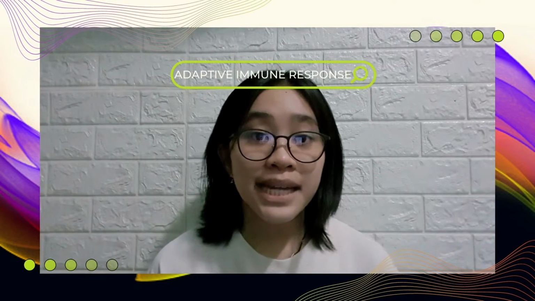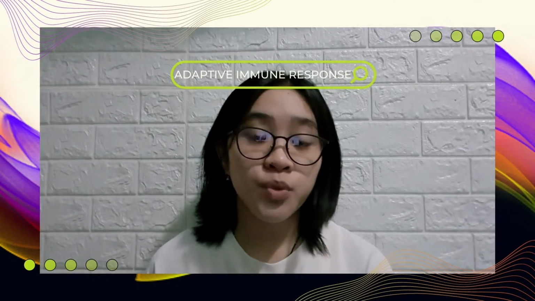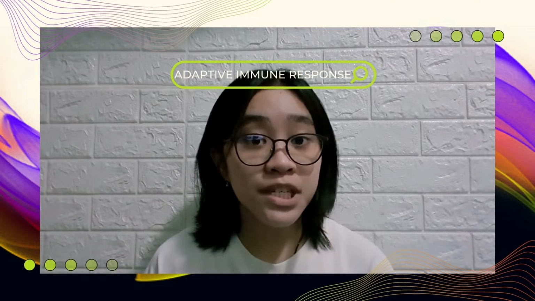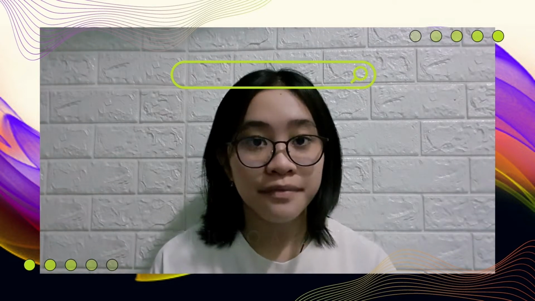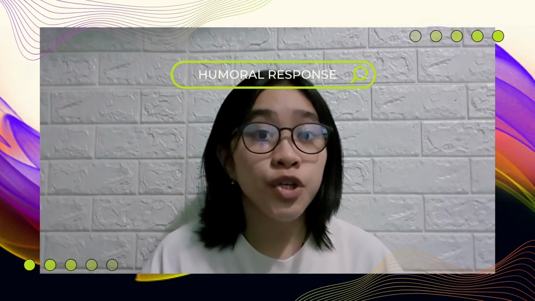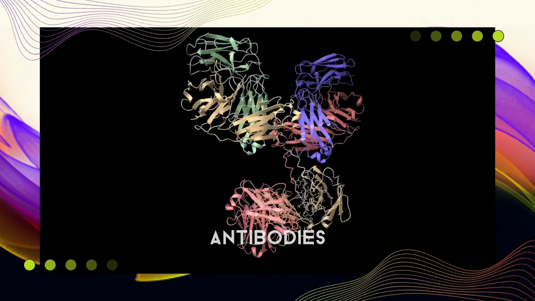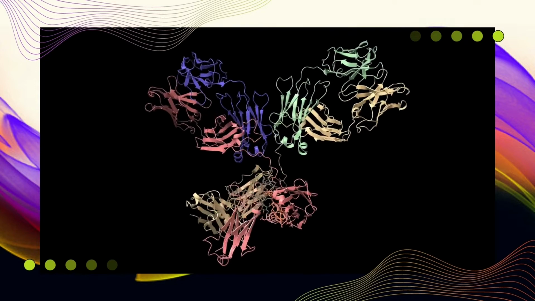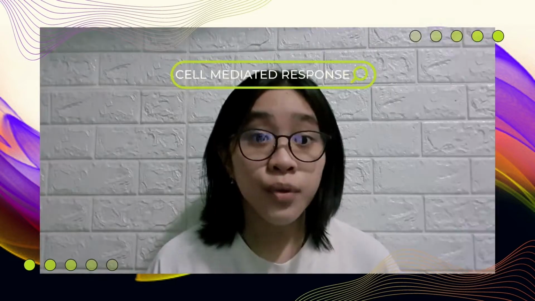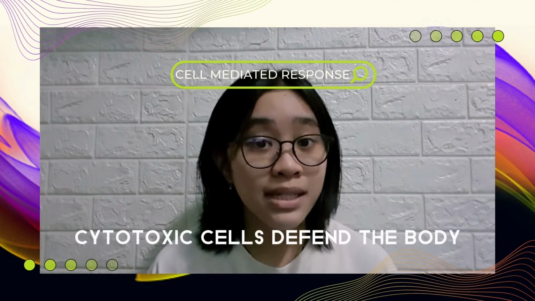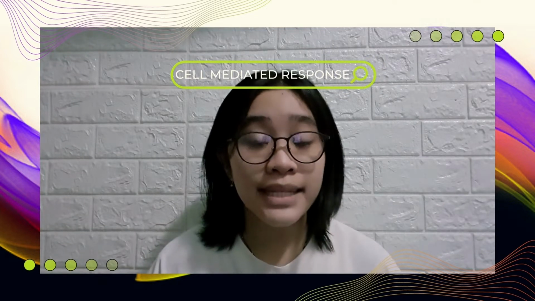The second type is the adaptive immune response. It involves the recognition of traits specific to a particular pathogen. It is made possible because of the humoral response, which is the production and secretion of antibodies or immunoglobulins against specific antigens, and through cell-mediated response, which occurs when cytotoxic cells defend the body against infection.